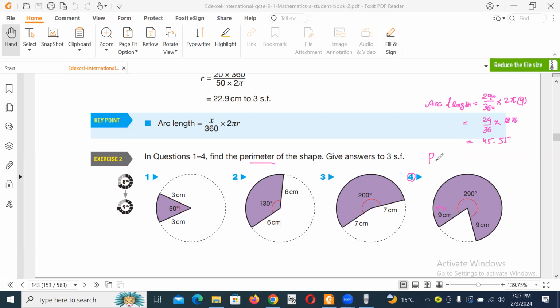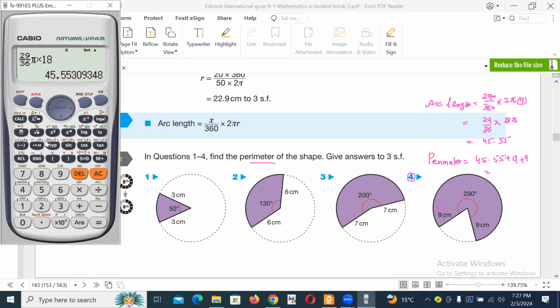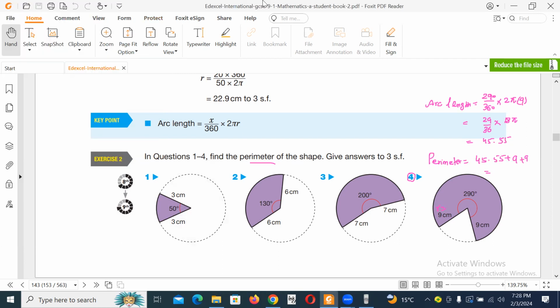45.55, and after this the perimeter of the given shape is 45.55 plus 9 plus 9. So we will add 45.55 plus 18, that gives us 63.55. So we will write 63.55, and it is in centimeter.